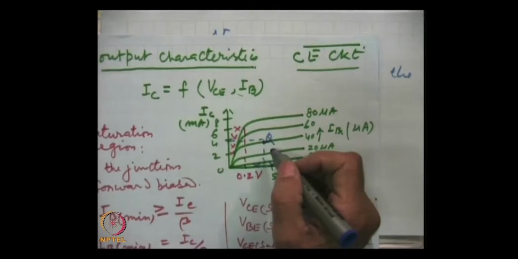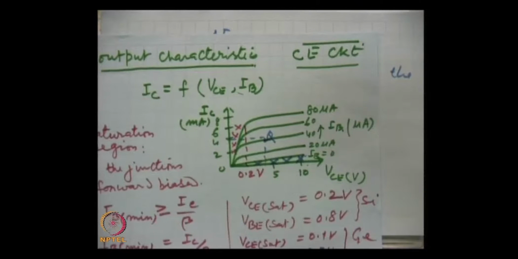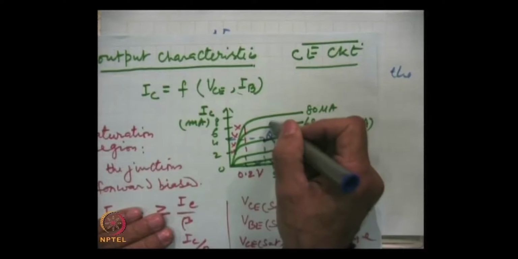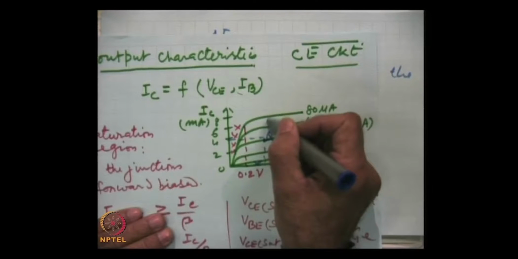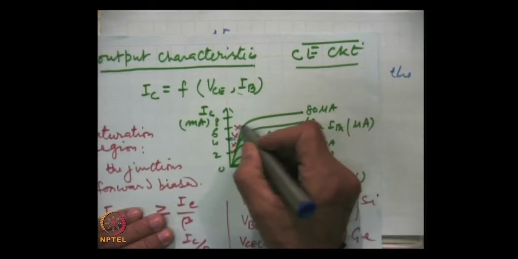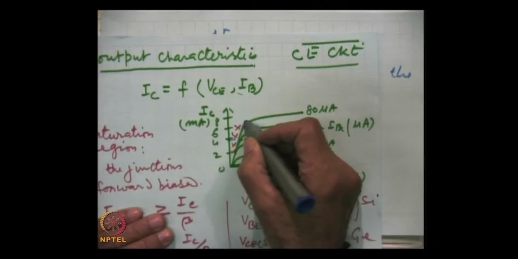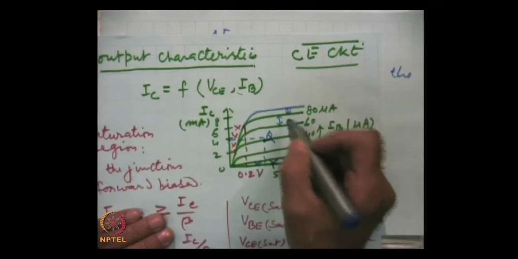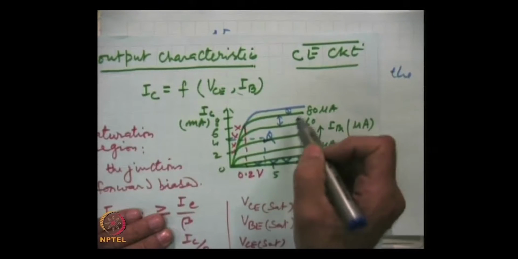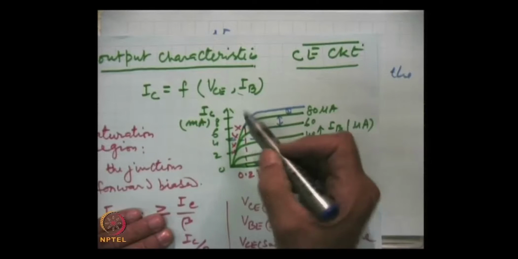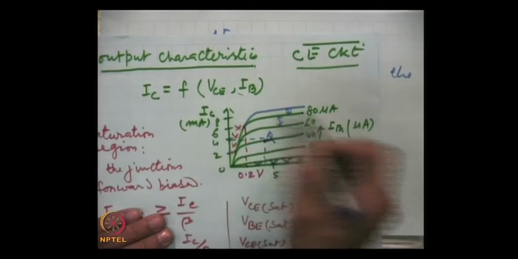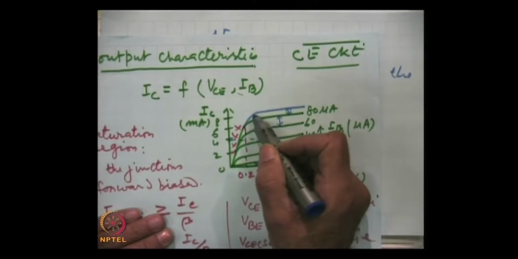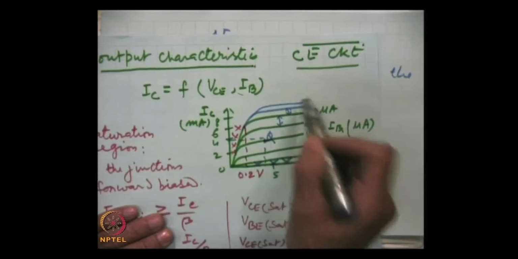A few more points we note from these characteristics: if we look at these regions, there is a crowding of these characteristics. For example, for the next 20-degree rise, this may be like this, where there is less space as compared to this. Now, this is to be explained. So, I will explain two points. Number one, when we increase the base current, why is there a crowding of these curves?